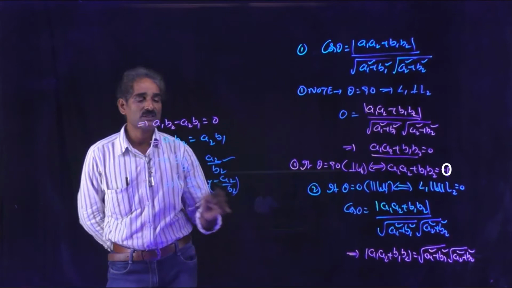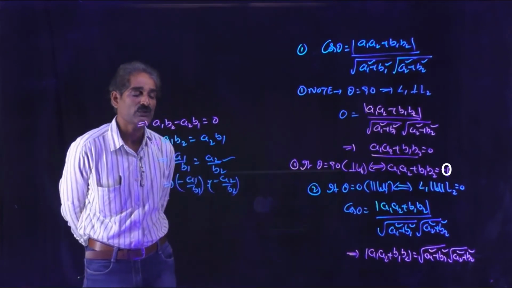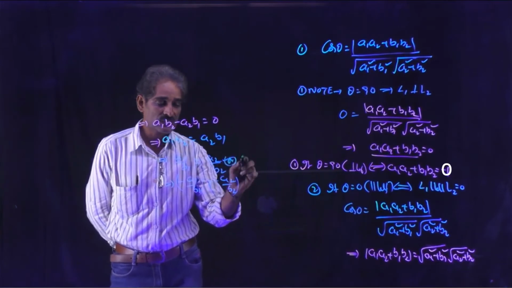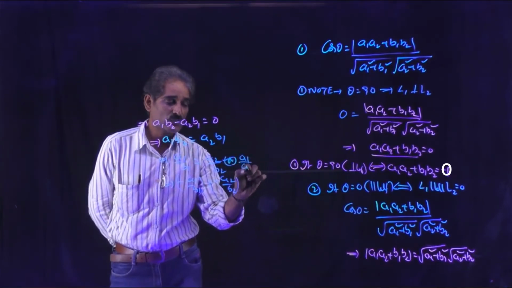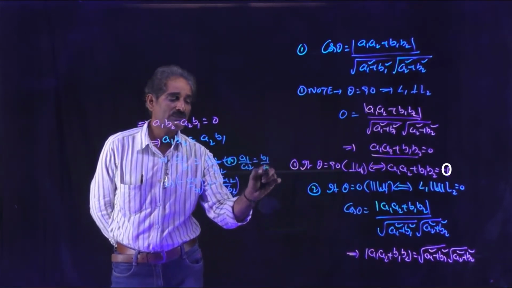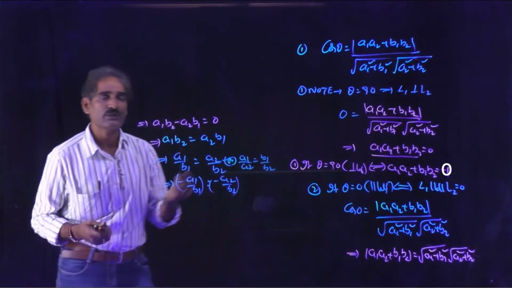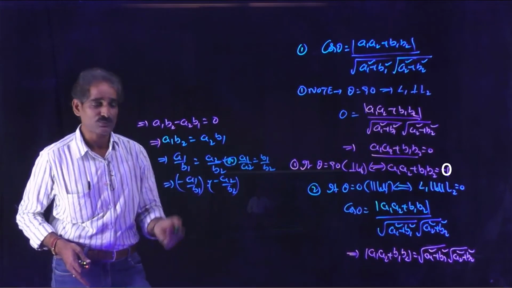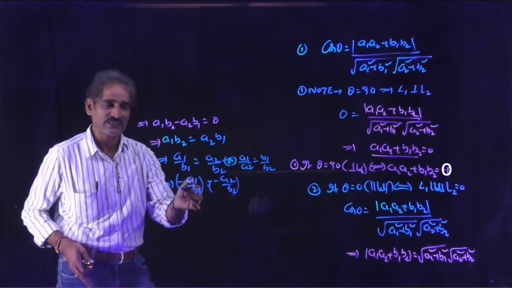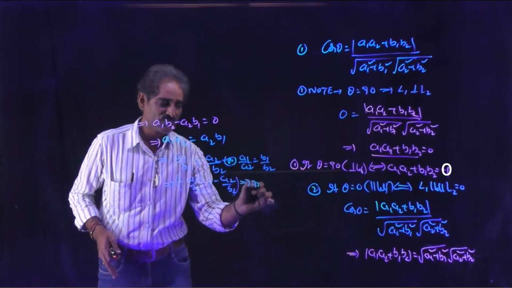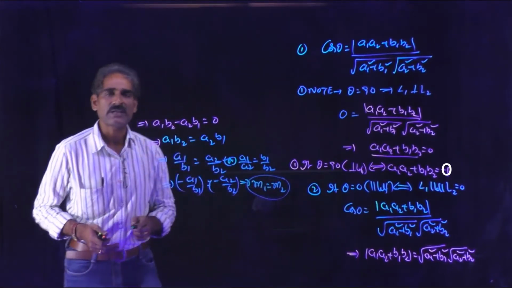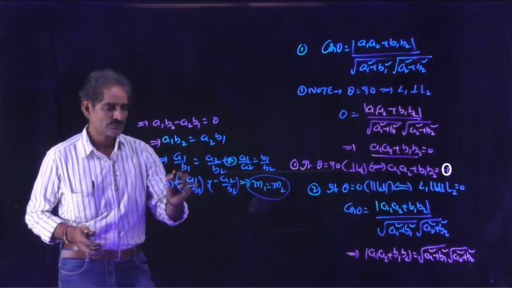If the two lines are parallel, the condition is A1 by B1 equal to A2 by B2. Otherwise, you can write A1 by A2 is equal to B1 by B2. So, we can change this in terms of slopes. This is nothing but the slope of the first line. So, from this we can write m1 is equal to m2. Already we discussed this formula in the tan theta formula. So, these are the conditions.